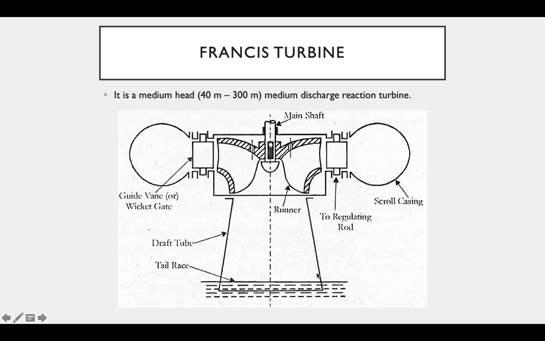The draft tube is a conical shaped tube. The function of the draft tube is to raise the pressure head of the fluid so that it matches with atmospheric pressure, and we can easily discharge the fluid to the tail race.